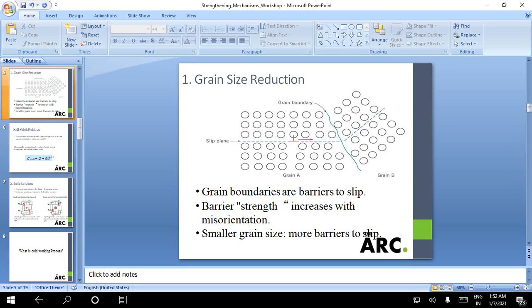Normally when there is a smaller grain size, okay, there is less movement of the atoms, that means there are fewer dislocations, and the strength of the material automatically increases.